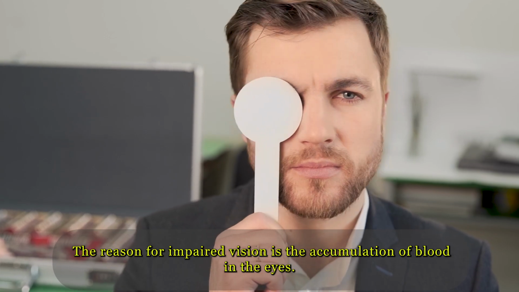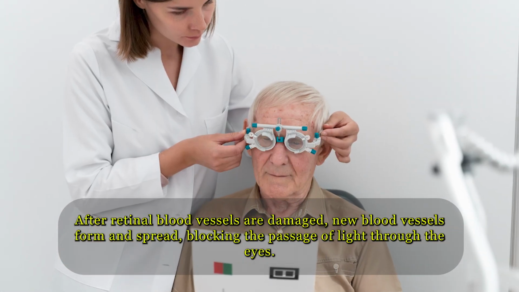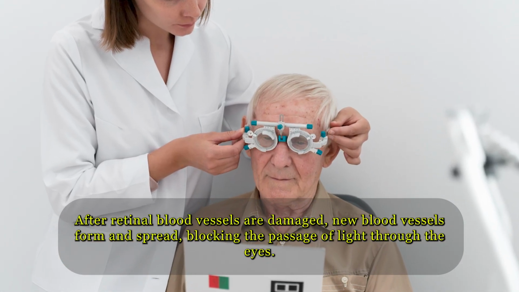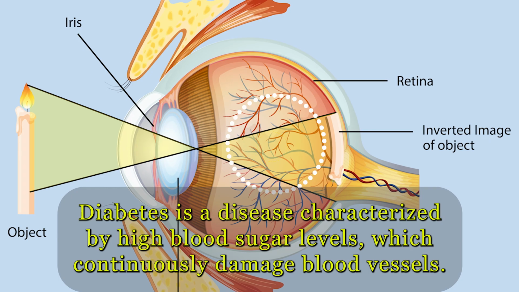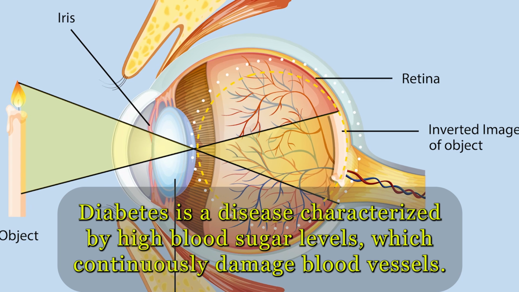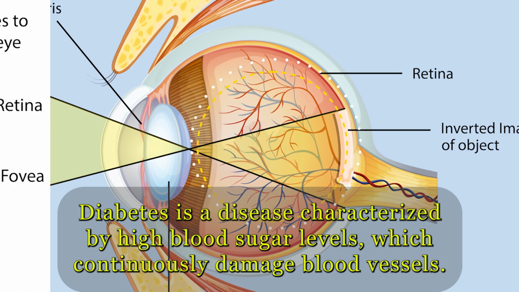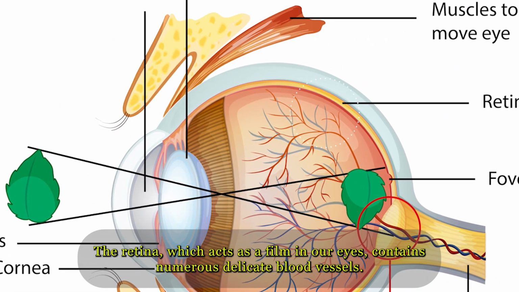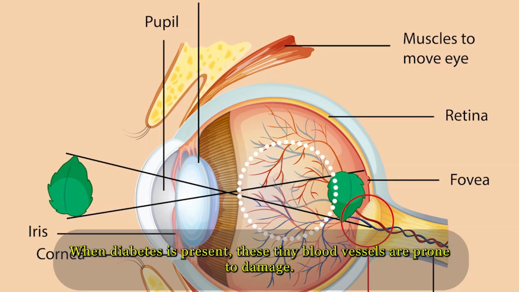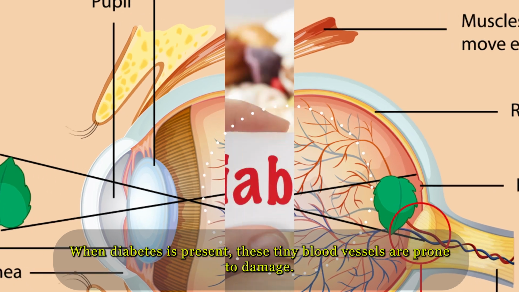The reason for impaired vision is the accumulation of blood in the eyes. After retinal blood vessels are damaged, new blood vessels form and spread, blocking the passage of light through the eyes. Diabetes is a disease characterized by high blood sugar levels, which continuously damage blood vessels. The retina, which acts as a film in our eyes, contains numerous delicate blood vessels. When diabetes is present, these tiny blood vessels are prone to damage.